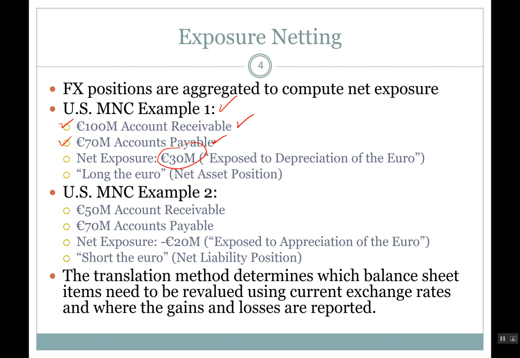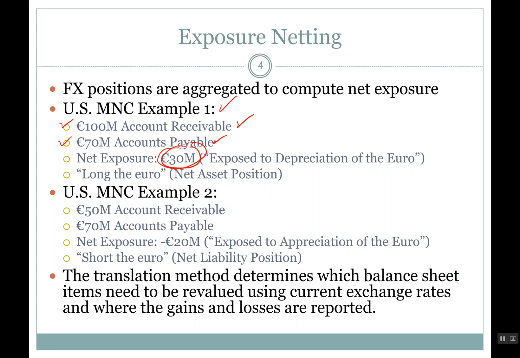We're going to net them and say 3 months from now we're a net receiver of 30 million euros, and that's how we'll talk about our exposure. And what we'll say is we're a net receiver of 30 million euros, or we'll say we have a net asset of 30 million euros. However, if you're really cool in finance, you just say we're long 30 million euros.